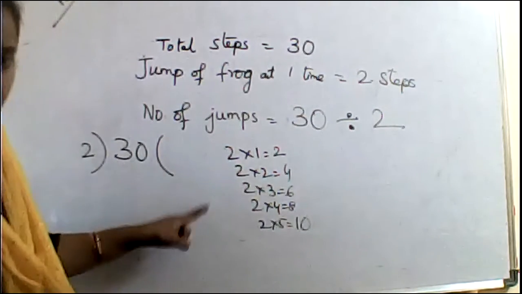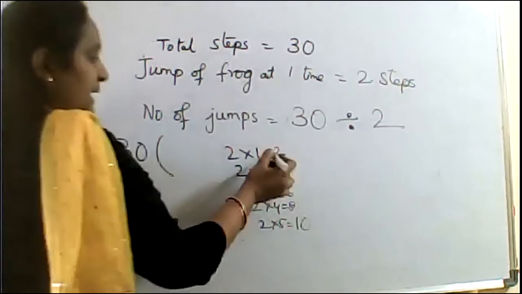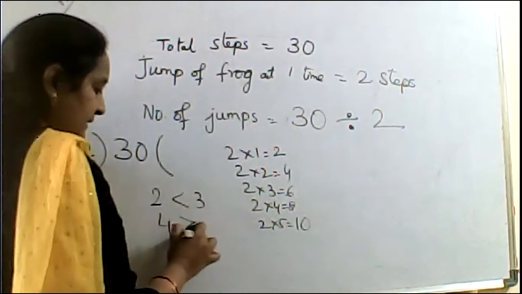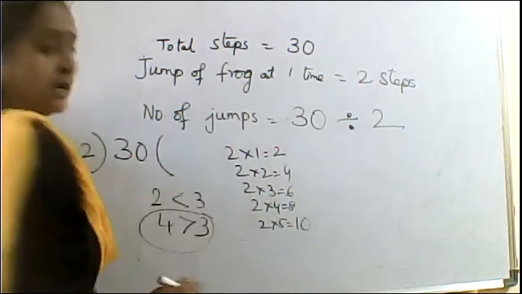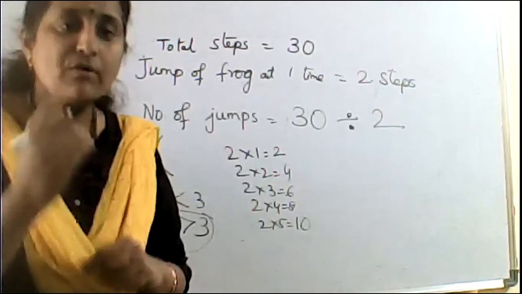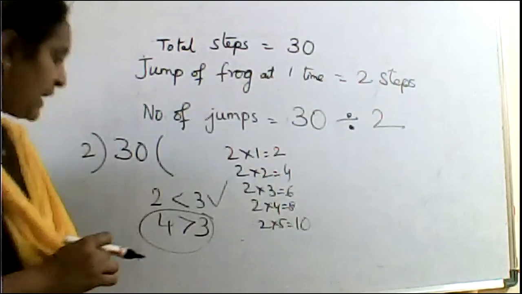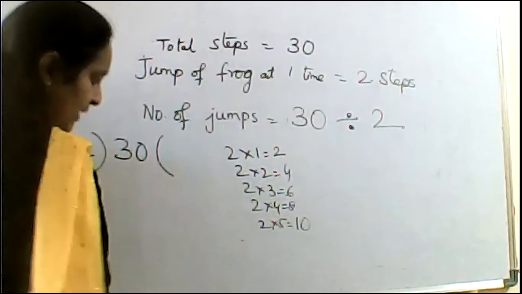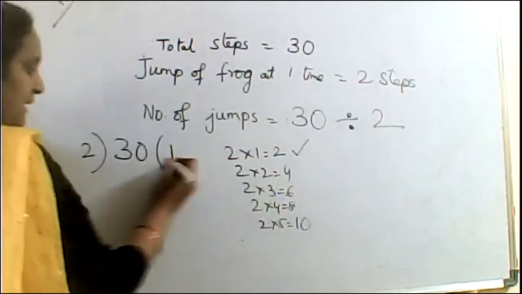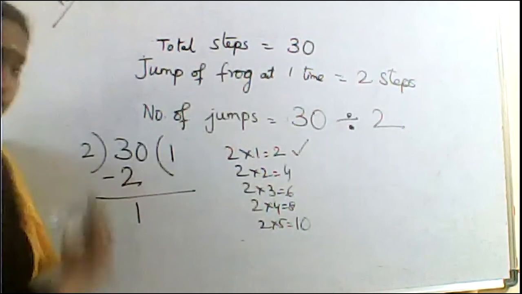Anywhere are you getting 3 here? No, ma'am. 2 is less than 3, and 4 is greater than 3, so we cannot take 4. Why? Because from a small number we cannot subtract a big number. So we need to take the lesser number. Less than 3, you have 2 1s are 2. So write 1 here, 2 here. 2 1s are 2. Subtract 3 minus 2, you have 1.